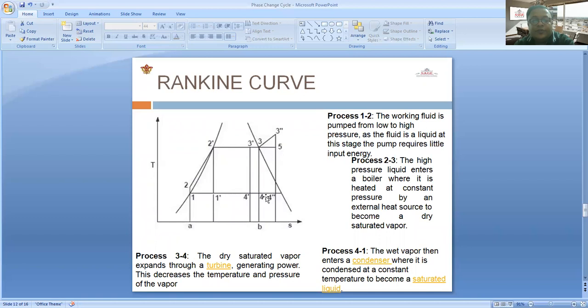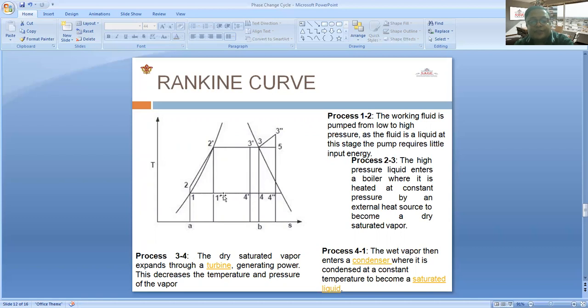If the steam is dry saturated, the steam expansion is done in the turbine, that is the 3 to 4 process. If the steam is superheated, it is called 3 double dash, which comes from a superheater device, and the expansion is 3 double dash to 4 double dash. So that's why here in the diagram we have 2 dash, 3 dash, and after that 4 dash and 1 dash.